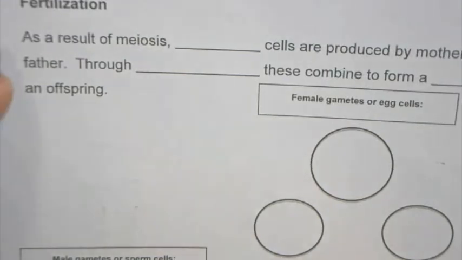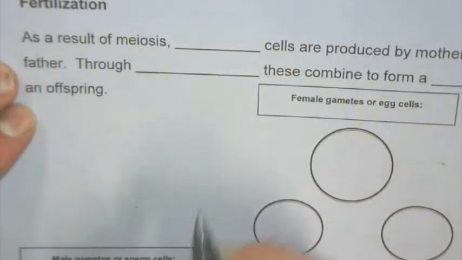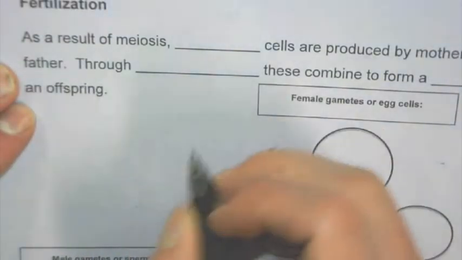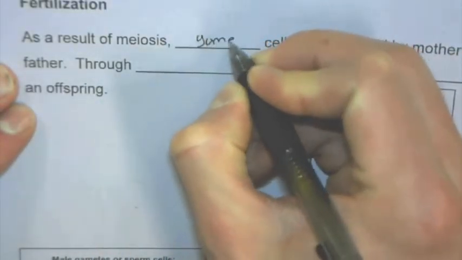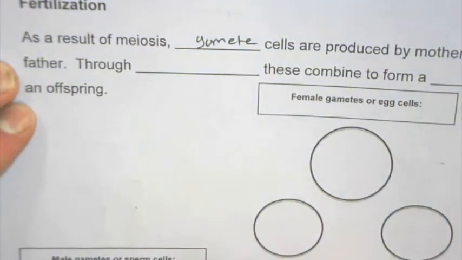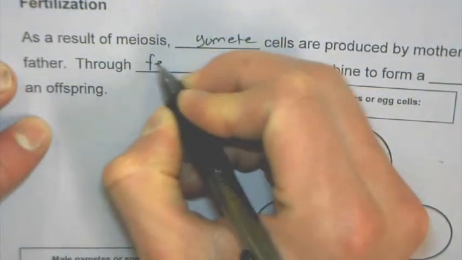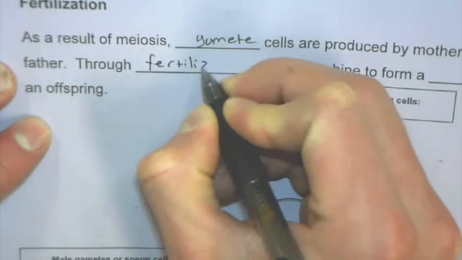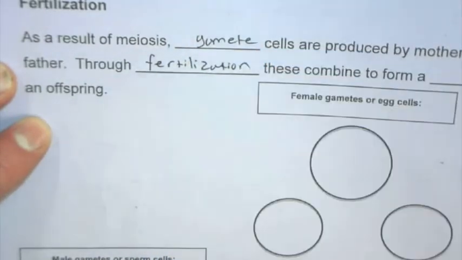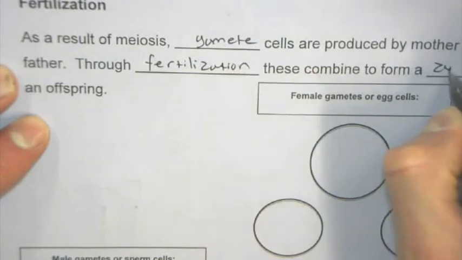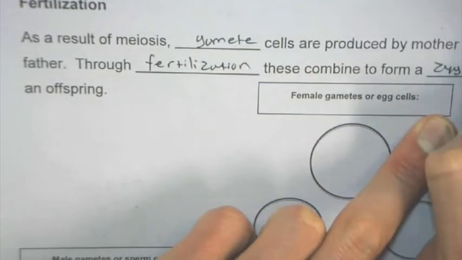Having talked about and discussed meiosis and the law of segregation, we're now going to take a look at what happens to gamete cells. This occurs in a process called fertilization, in which gamete cells combine to form an offspring. So to fill in our notes here, as a result of meiosis, gamete cells are produced by mother and father. Through fertilization, these combine to form a zygote or an offspring.